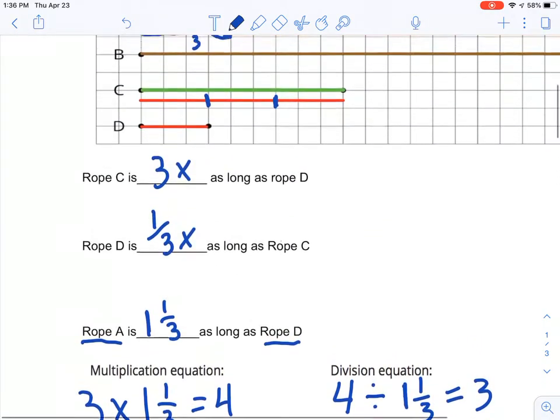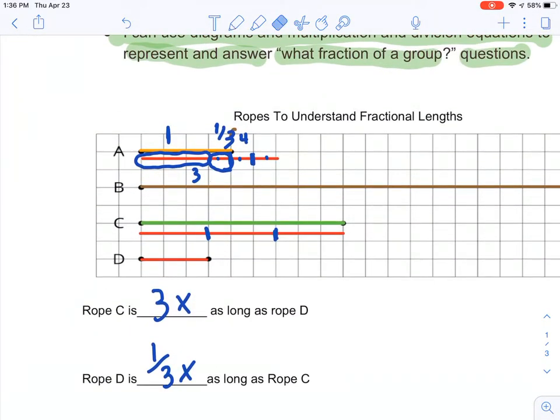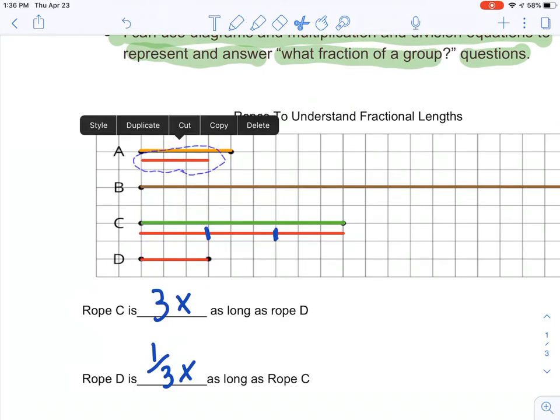So in order to do that, I'm just going to go ahead and erase some of this stuff just so it's not in our way, so that we can see the diagram with a fresh set of eyes. Okay, so here's rope D again, our replica of rope D. Let's determine how its length compares to rope A.